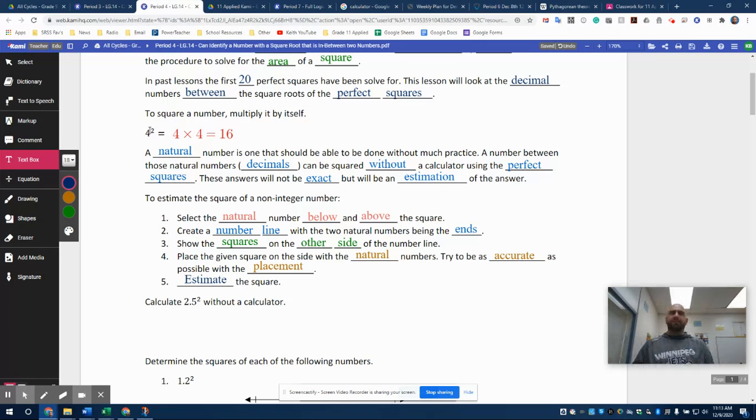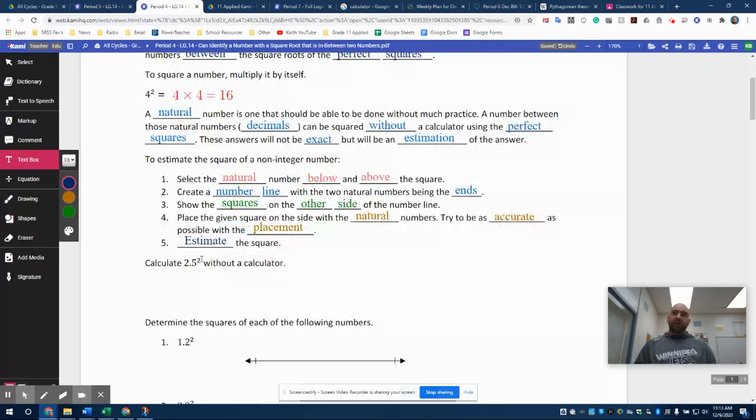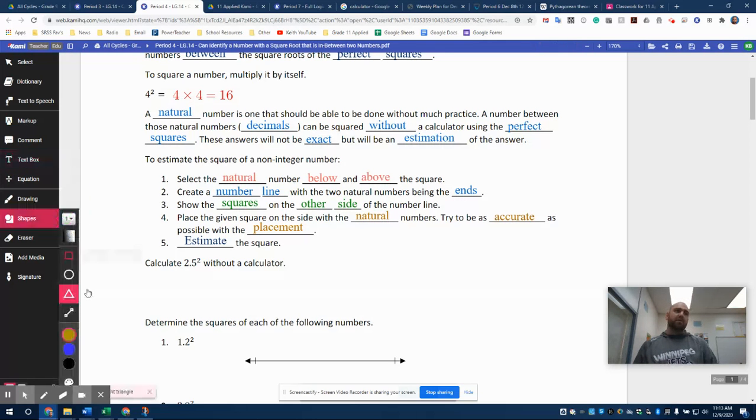In this case, with 4, we didn't need to do much estimation because that is a perfect square. 2.5, on the other hand, is not a perfect square. It's not a natural number, which means that when we square it, we're going to get something between perfect squares. So let's take a look at how we estimate 2.5 squared without the use of a calculator. Oops, I didn't want a triangle, I wanted a number line. All right, so we're going to put a line on here.